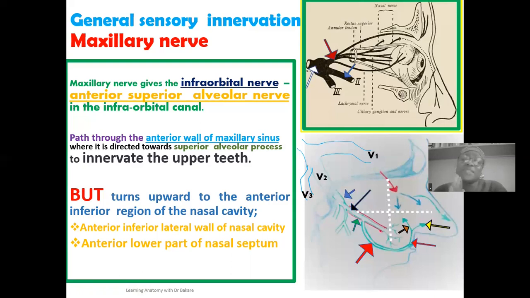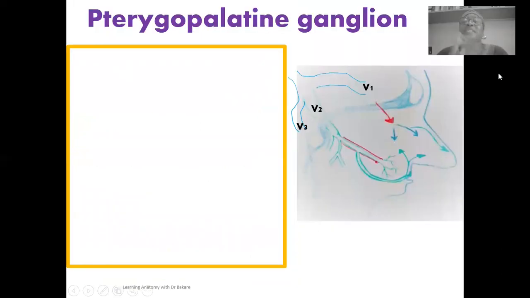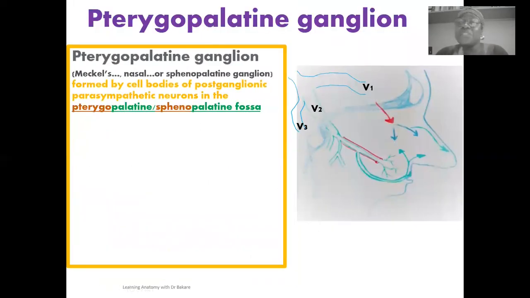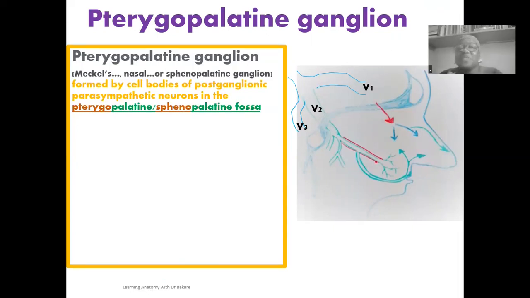So let's go further to see the different branches of the pterygopalatine ganglion that will be innervating specifically the posterior regions or the posterior quadrants of the nasal cavity. The pterygopalatine ganglion is also referred to as the Meckel's ganglion or the nasal ganglion. It can also be referred to as the sphenopalatine ganglion. This is formed as a collection of cell bodies of postganglionic parasympathetic neurons, and you see it located within the pterygopalatine fossa or the sphenopalatine fossa.